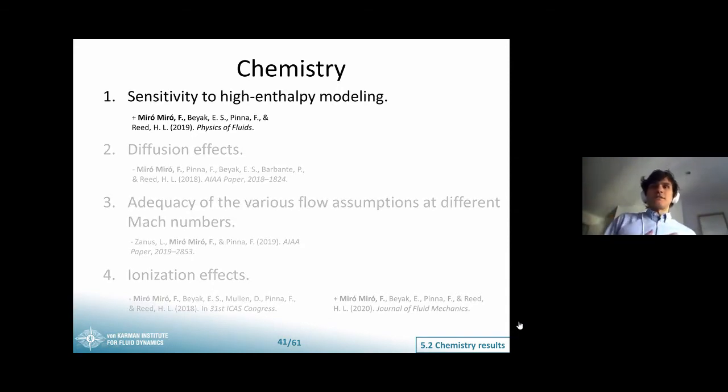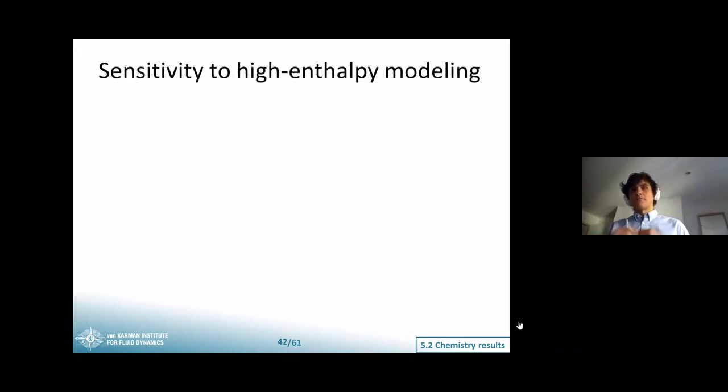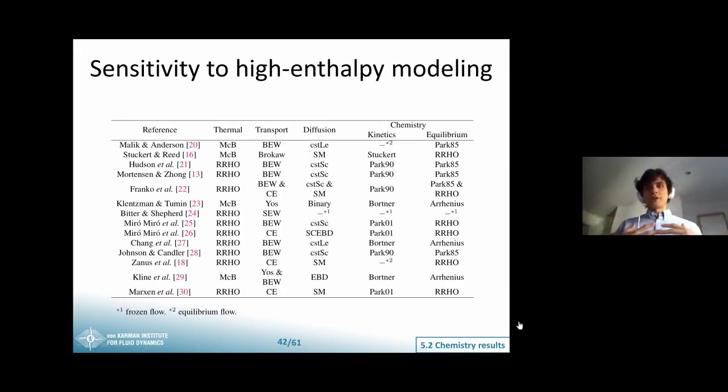Okay, so let's start with the sensitivity to high enthalpy. I will focus only on the first and the fourth of these investigations because I consider that they are the most interesting ones. Starting from the study of the sensitivity to high enthalpy modeling, the motivation was that once we started looking at what had been done in the past with high enthalpy stability studies, we saw that authors had used a wide variety of different models for the thermal properties, transport, diffusion, chemistry, you name it. And very often they were reaching pretty different results.